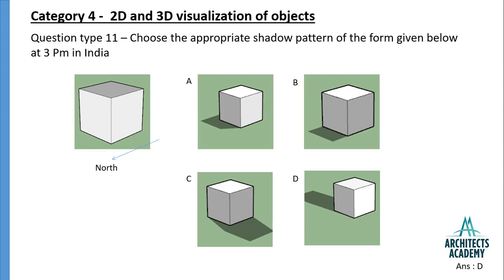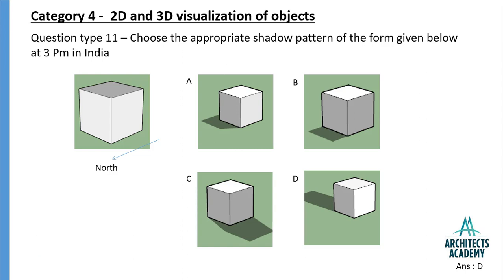Now in question type 11, you have to choose the appropriate shadow pattern of the form given below at 3 p.m. in India. Basically they are going to show you an object and the north direction. According to the north direction, you have to judge on which side the shadow of the object will fall at the given time.